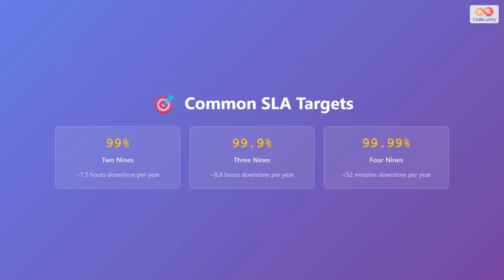Organizations use service-level agreements, or SLAs, to define their uptime guarantees. Different industries have different requirements. 99% availability, called 2 nines, allows about 7.3 hours of downtime per year. 99.9%, known as 3 nines, permits approximately 8.8 hours of downtime annually. The most demanding target is 99.99%, or 4 nines, which allows only about 52 minutes of downtime per entire year. These targets show why maintaining high availability is so challenging and important for critical services.